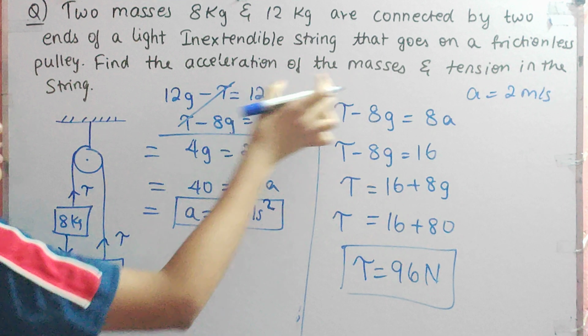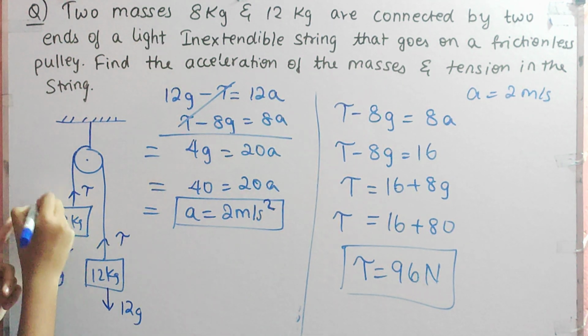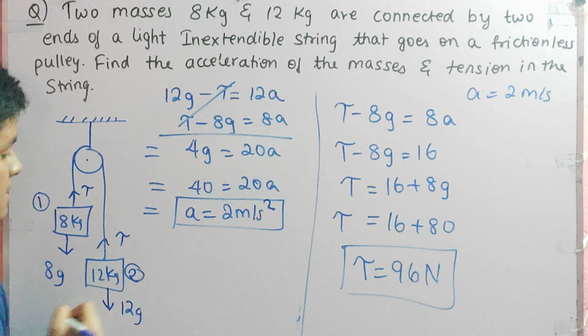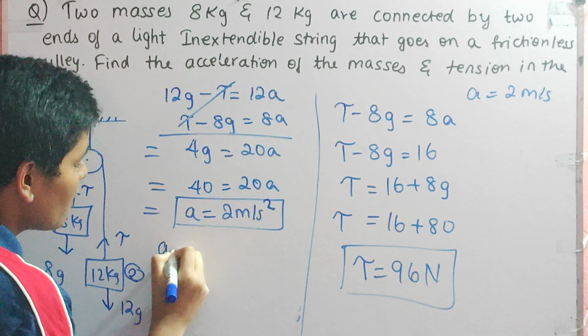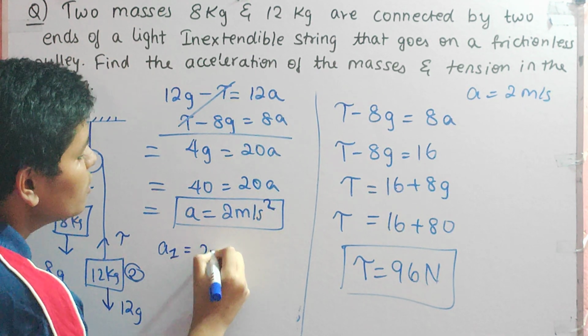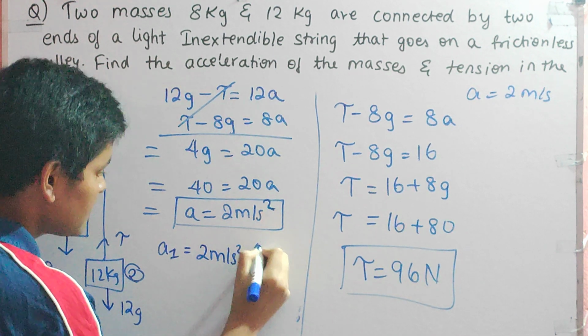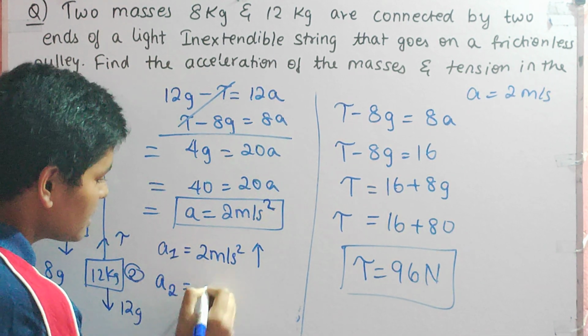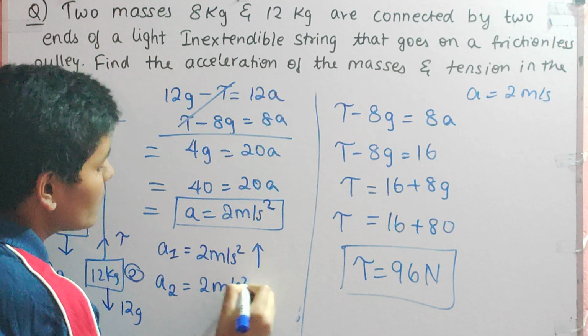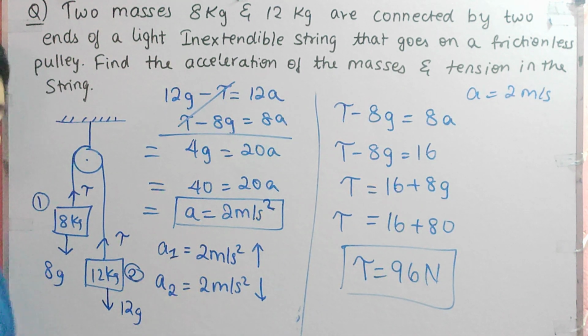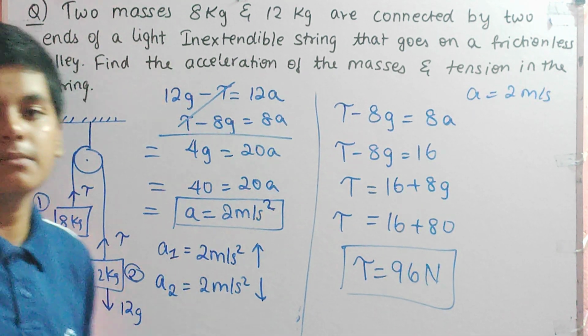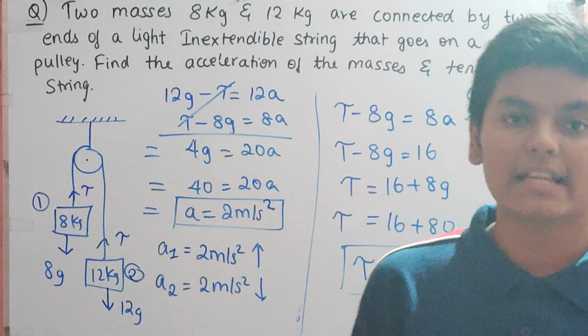So acceleration of masses. Assume this 8 kg is the first mass and 12 kg is the second mass. The acceleration of the first block is equal to 2 meter per second square upwards, and the acceleration of the second block is equal to 2 meter per second square downwards. Direction is important. So this is question number 1. Let us move on to the next question.